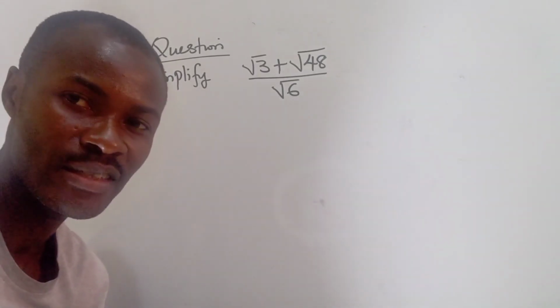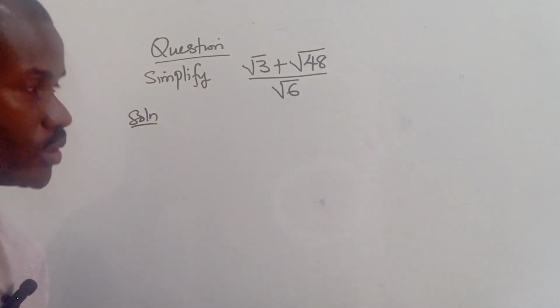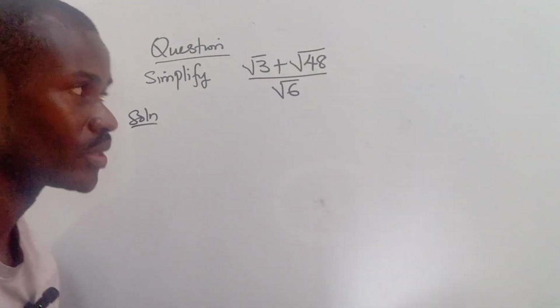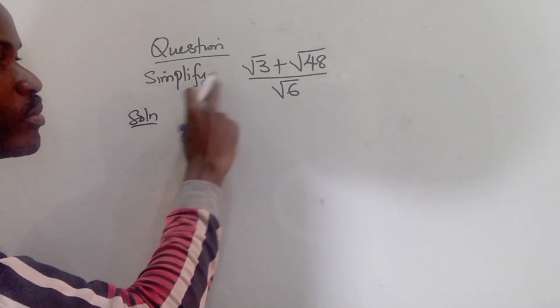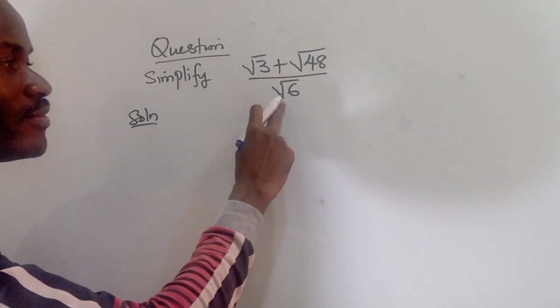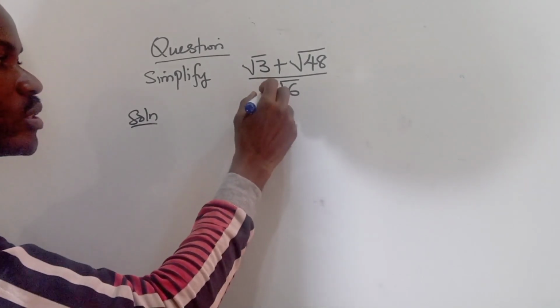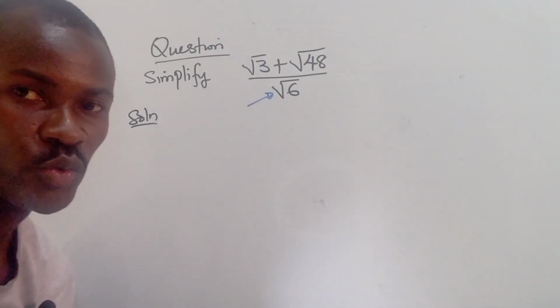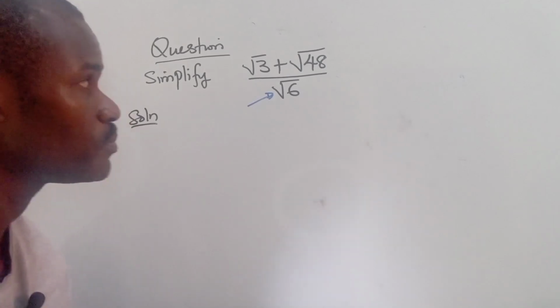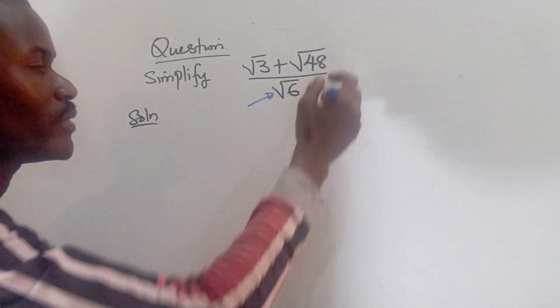Alright, so today we have this simple problem on surd. The question says we should simplify root 3 plus root 48 divided by root 6. Now, this root 6 already shows us that we are going to rationalize the surd. But what about the 48?